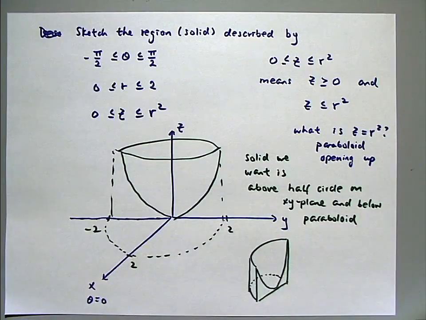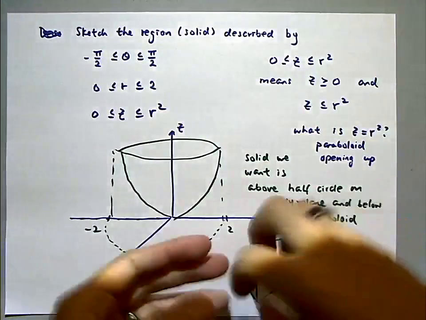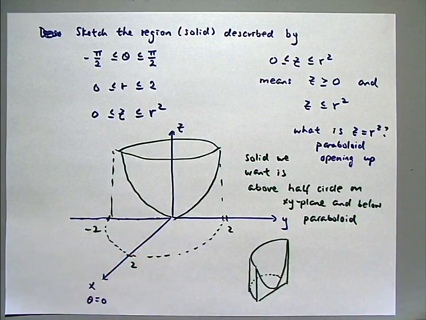Okay, so it's a cylinder with the paraboloid taken out and then chopped in half. And we want everything that's below that, so we hollow that out. We just take this thing here. That's what we want. Questions about this? Good? Okay, let's move on.